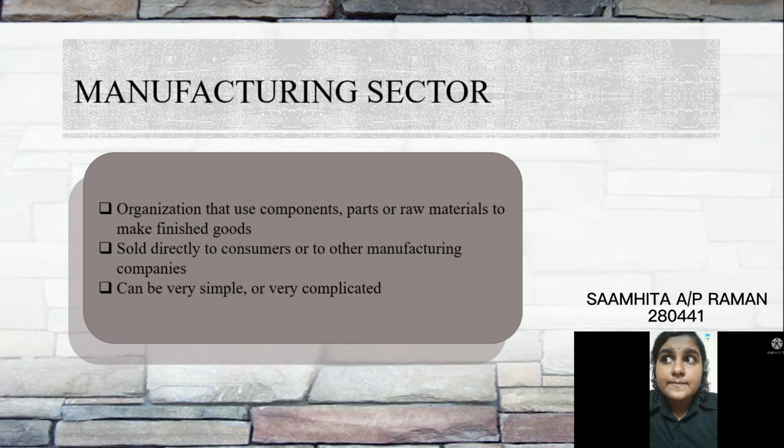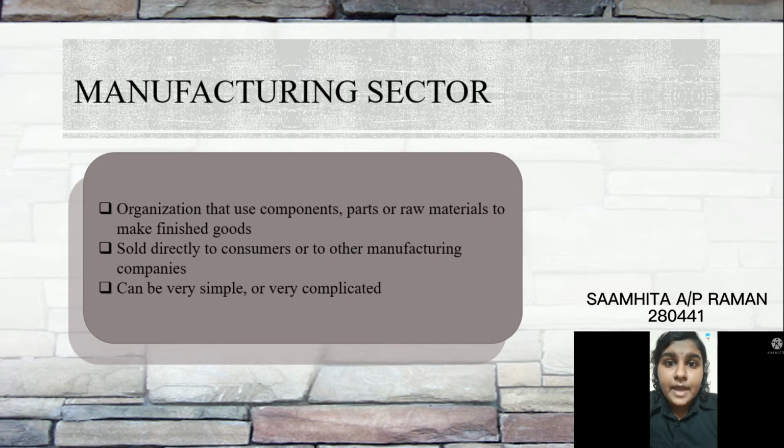First of all, I would like to explain what is a manufacturing sector. A manufacturing sector includes any organization that uses components, parts or raw materials to make a finished good. The finished goods can be sold directly to the consumers or to other manufacturing companies that use them for making a different product. Manufacturing plants often use an assembly line, which is a process where a product is put together as a sequence from one workstation to the next.